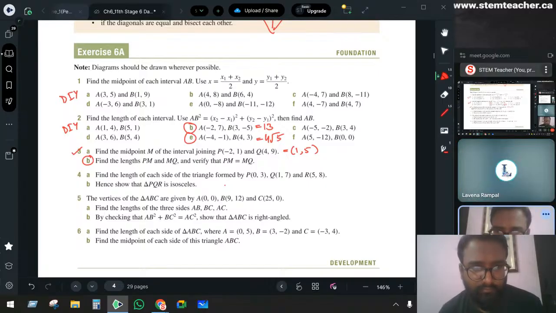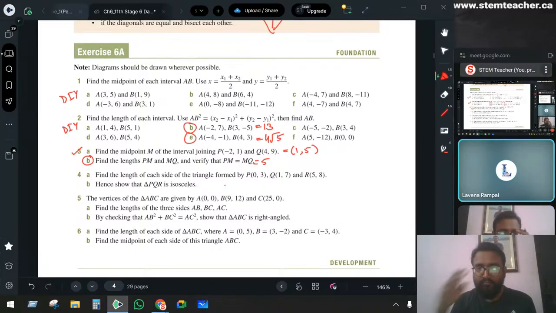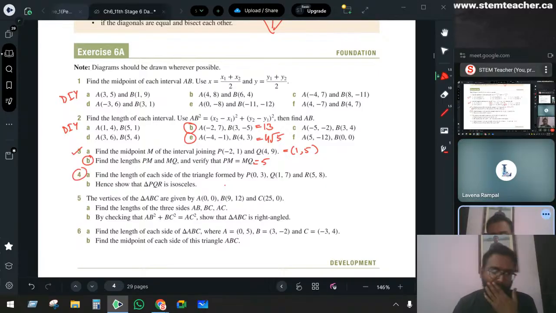So they're both 5? It's 5. So this is 5. And next, what is the next question?